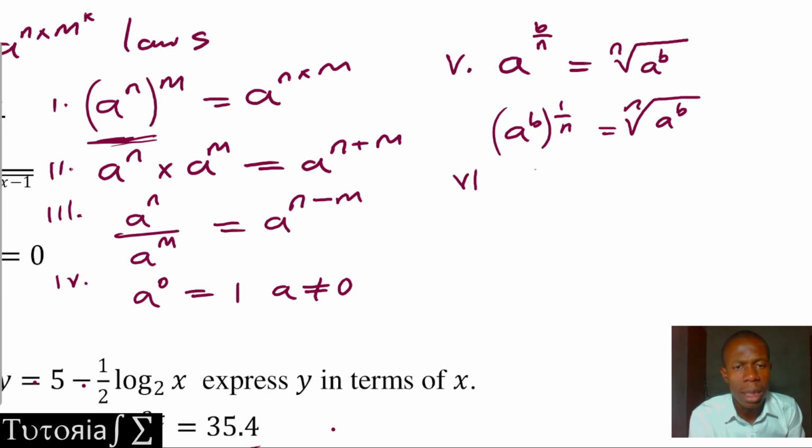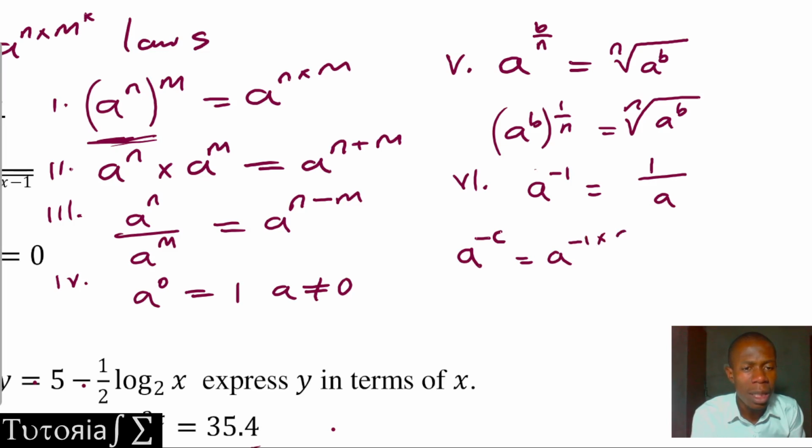That is number 6. That is when you have a raised to the power -1. This is basically 1 over a. This can be coupled with this law here. If you have a raised to the power -c, remember that this can be written as a raised to the power -1 times c, which can be interchanged as a raised to the power c times -1. According to this law here, this can be written as a to the power c, then to the power -1.